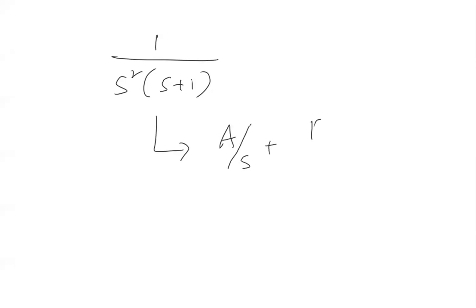Can you split the partial fractions? Do you know how to split the partial fractions for 1 by s square into s plus 1? I realized everybody is silent. You have to write A by s square plus B by s plus C by s plus 1. Can somebody tell me what A, B, C are?